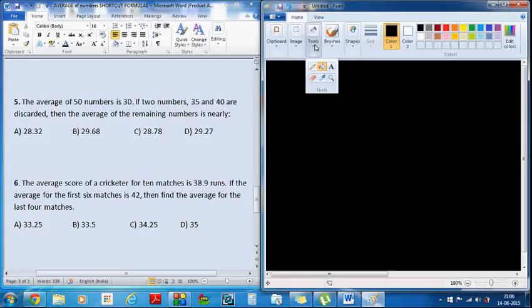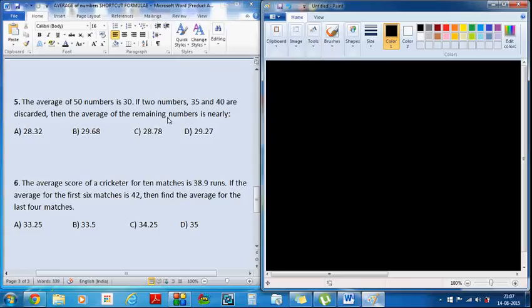Now question number 5. The average of 50 numbers is 30. If two numbers, 35 and 40, are discarded, then what is the average of the remaining numbers? So we have to calculate the average of the remaining numbers.